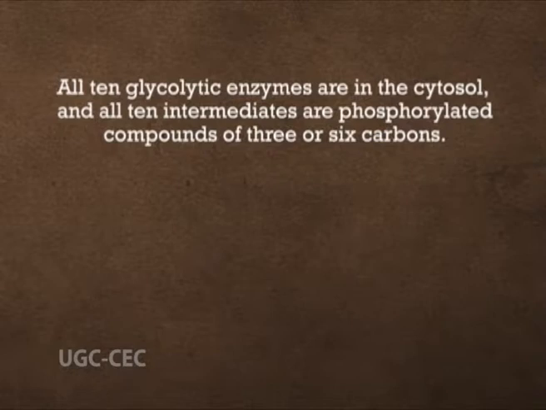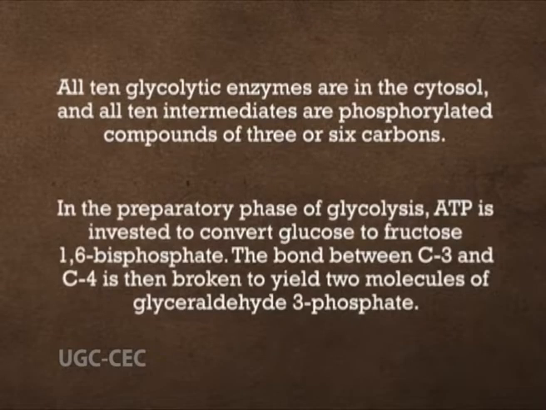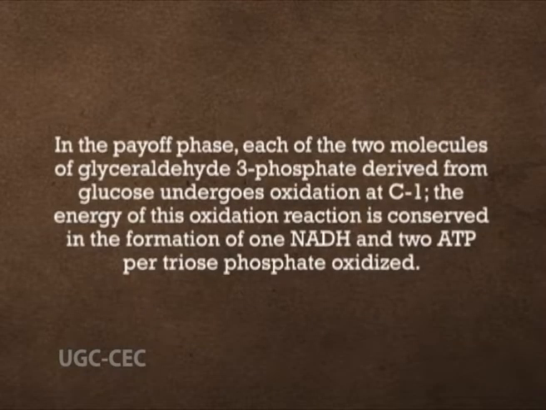Glycolysis is a near universal pathway by which a glucose molecule is oxidized to two molecules of pyruvate with energy conserved as ATP and NADH. All 10 glycolytic enzymes are in the cytosol, and all 10 intermediates are phosphorylated compounds of 3 or 6 carbons. In the preparatory phase of glycolysis, ATP is invested to convert glucose to fructose 1,6-biphosphate. The bond between C3 and C4 is then broken to yield 2 molecules of glyceraldehyde 3-phosphate. In the payoff phase, each of the 2 molecules of glyceraldehyde 3-phosphate derived from glucose undergoes oxidation at C1.